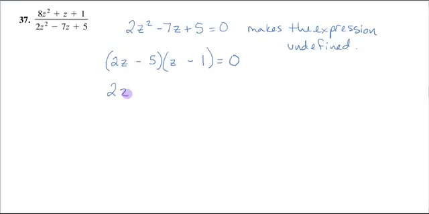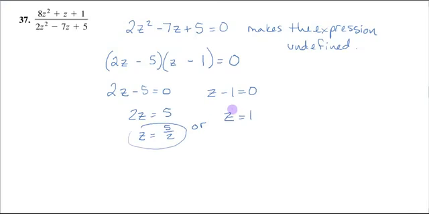Now we're going to set each expression equal to 0 and solve those. Okay, so apparently we have two answers here. This one and this one. A value for z of 5/2 or 1 makes the expression undefined.